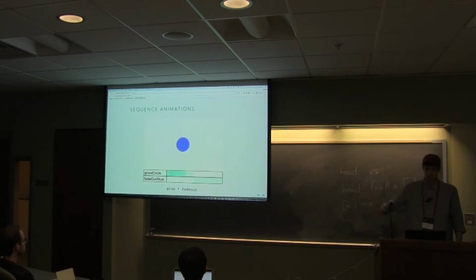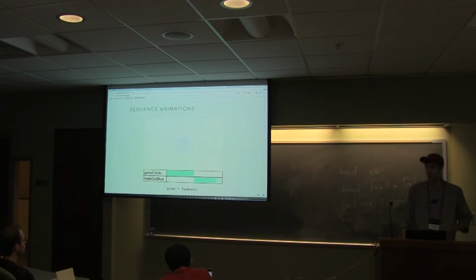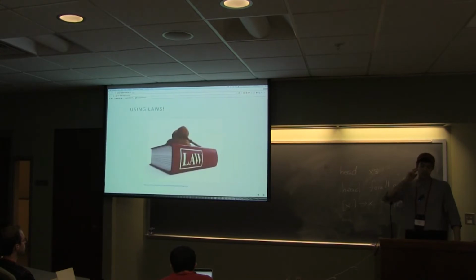So again, we already talked about this. If we grow and then fade out, we can sequence them together with this star operator if we implement this function properly, and make something like this. Okay? So at this point, what's the point? The point is we can give it more meaning, and that meaning will help us in our implementation. It'll help gain expressive power for the consumers of our API. And we can do so using laws.